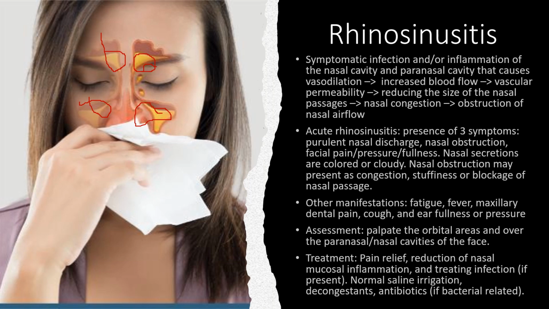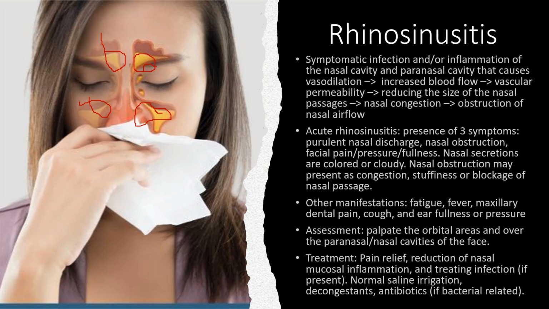So the focus on treatment, it's based on the etiology. So our goals are going to include pain relief, reduction of that mucosal inflammation, and treating infection if there's one present. So we could do normal saline irrigation. A lot of times they do the neti pot. So the patient pours or sprays normal saline into their nostril. It flows through the nasal cavity. It pours out of the other nostril. Irrigation is beneficial because it can help remove infectious debris, bacteria, allergens, and inflammatory mediators. It also can decrease edema of the nasal mucosa and viscosity of the nasal secretions.